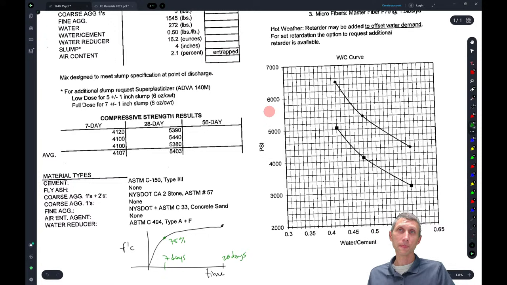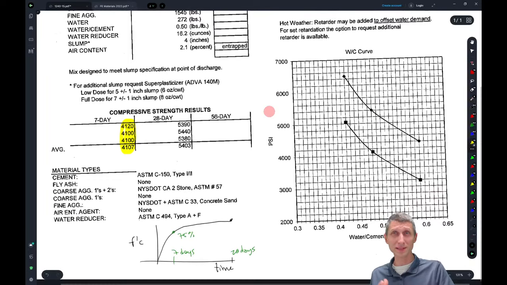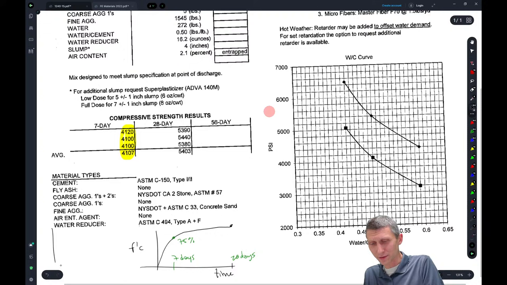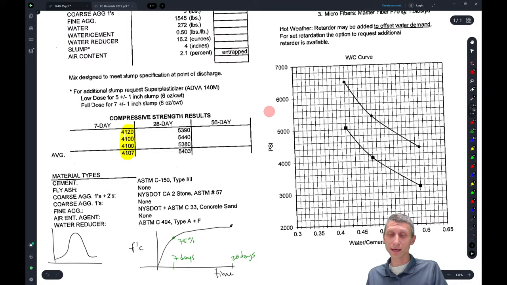So somebody out there is saying, okay, that's great, Mark, but we're already at about 4,000 pounds. Why are we at 4,000 pounds at 7 days when we have a 4,000 pound mix? You'll see up here, right? This is a 4,000 pound mix. Why are we at 4,000 pounds at 7 days? Well, the reason has to do with your normal distribution, right? So your normal distribution goes something like this.